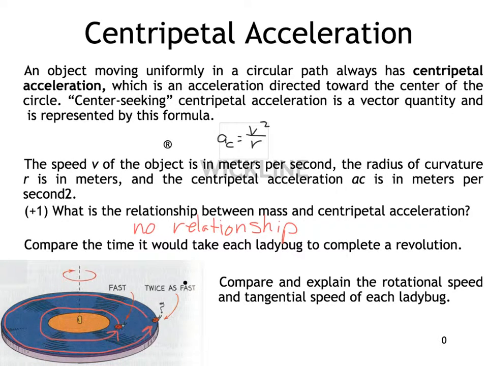Since the ladybug on the outside has to travel a much longer distance to go through this entire revolution than this ladybug, whose distance is a much shorter revolution, they're doing it in the same amount of time, but they're going different distances. So I'll give you a graphical representation of that.